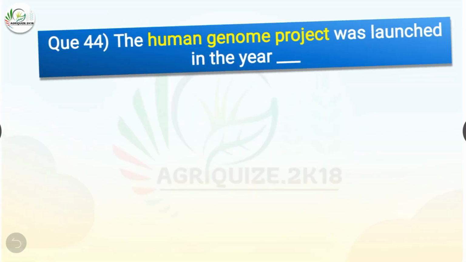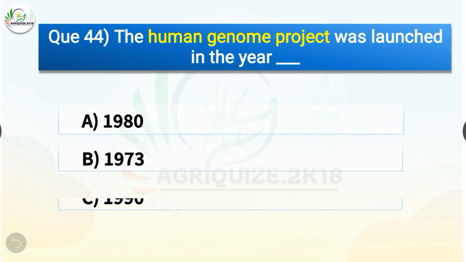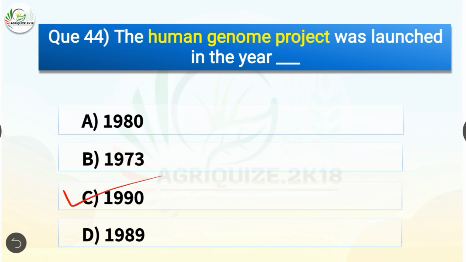Question number 44. The Human Genome Project was launched in the year dash. The options are 1980, 1973, 1990, or 1989. The correct answer is option C, 1990. So the Human Genome Project was launched in the year 1990.